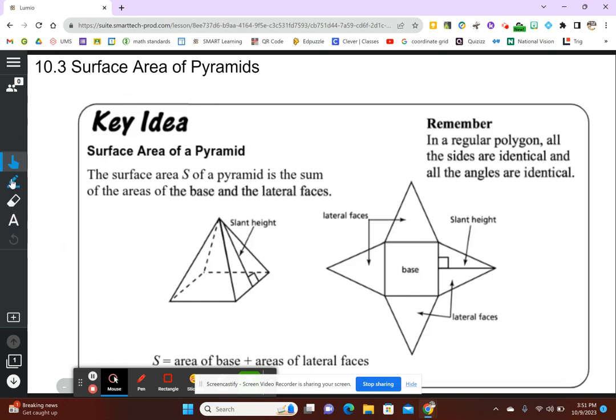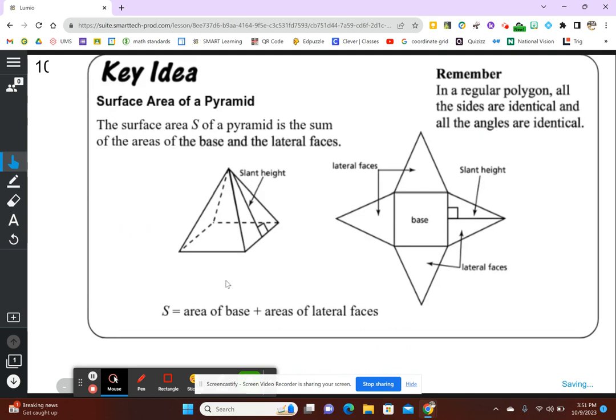So when you find the surface area, you actually find the surface area of the base, and then you find the surface area of each face. But you see that each of these triangular faces are the same, so I'd find the area of one triangle and multiply it by 4.